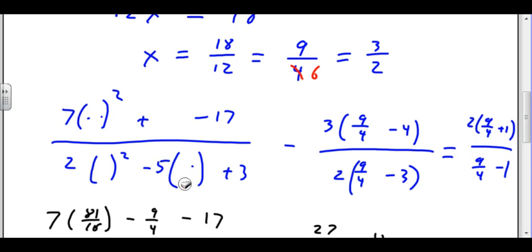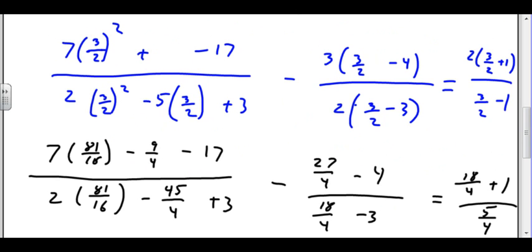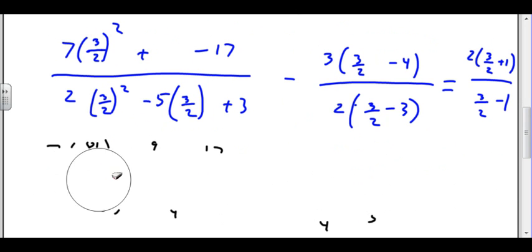So, at least with 3 over 2, that makes the math easier, right? All right, so 3 over 2, 3 over 2. All right, luckily I got a big enough eraser.